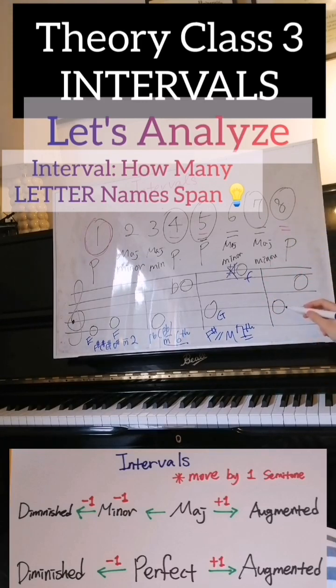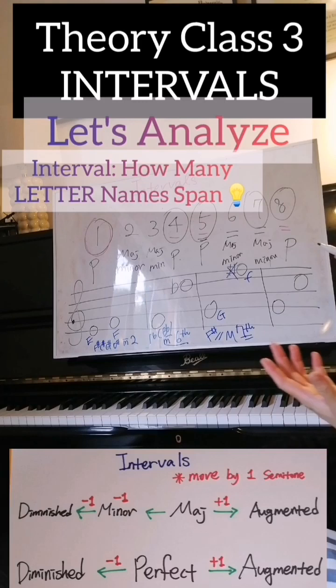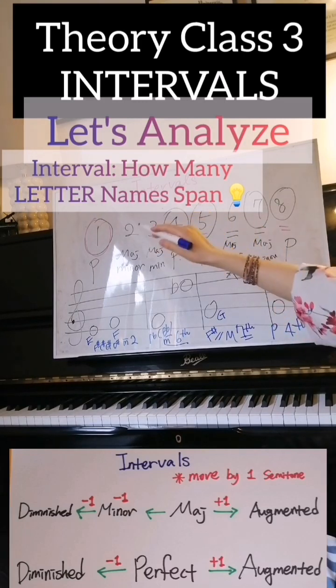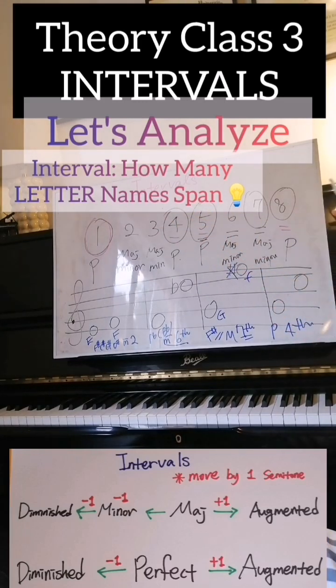Okay, now let's do this. This is from G to C. G, A, B, C, fourth. Is C the fourth note of the G major scale? Yes, so that is a perfect fourth. So remember, for the first, fourth, fifth and eighth intervals, we use the term perfect. Alright, remember this.